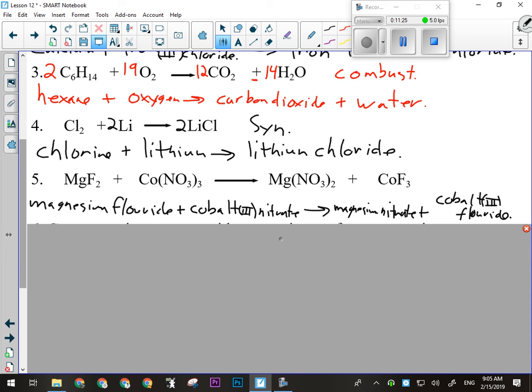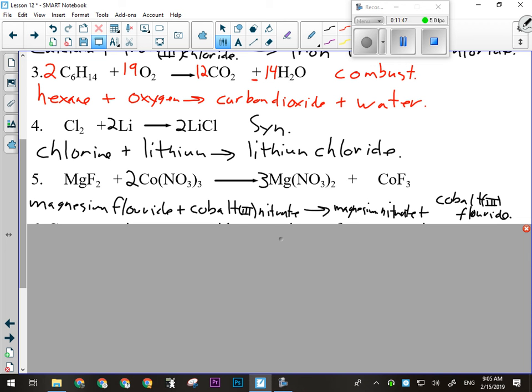All right, I need to balance it. There are several things that are out of balance right now. I'm going to go with the biggest number. That could be fluorine or nitrate. It doesn't really matter. They both have the same issue. So I'm going to start with nitrate. There's 3 nitrates over here, 2 over here. We need the lowest common multiple, which is 6. So I put a 3 there and a 2 here.